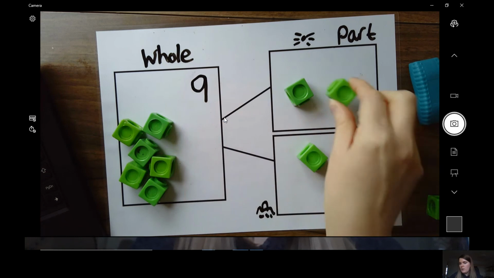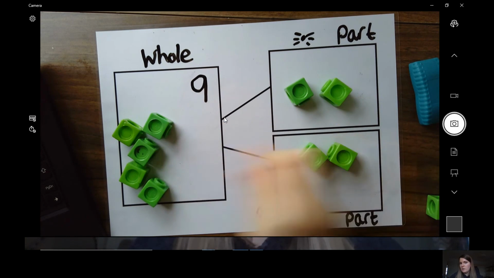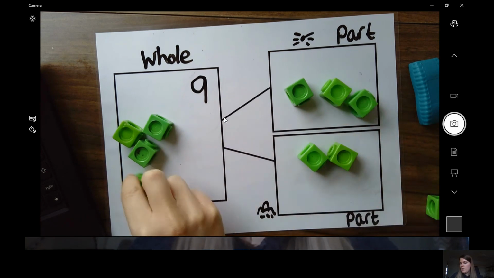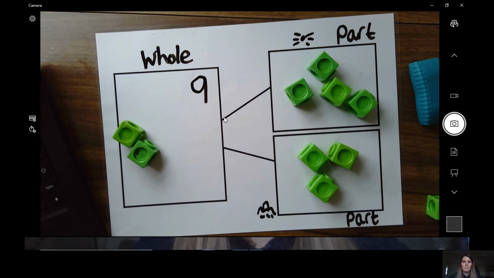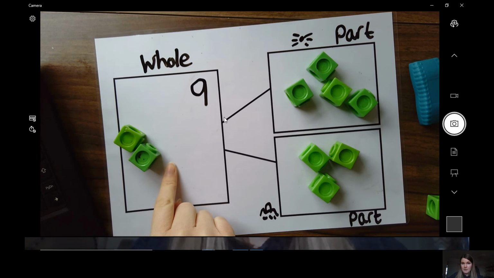Well done. 1 for me, 1 for you. Tell me when to stop. 1 for me, 1 for you. 1 for me. Okay, I'm going to stop. Why am I not stopping? Because I haven't divvied out the whole number. This has to be completely empty.